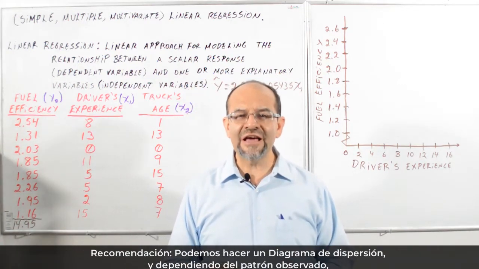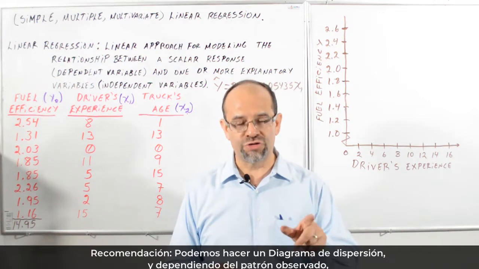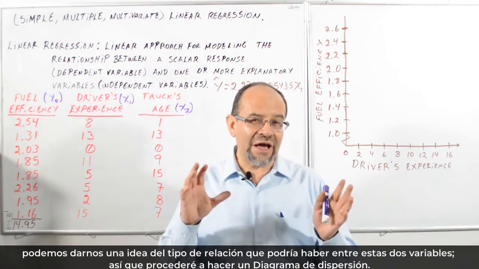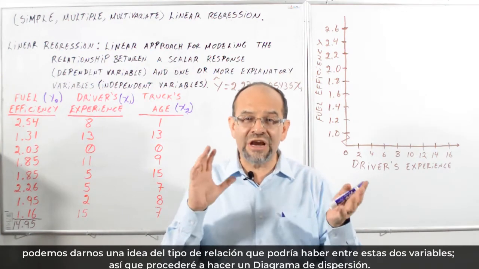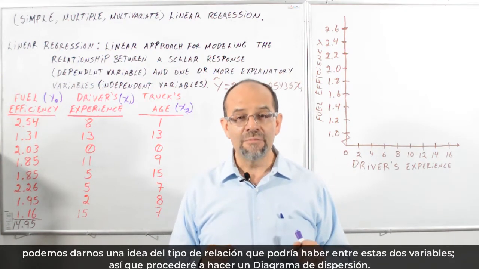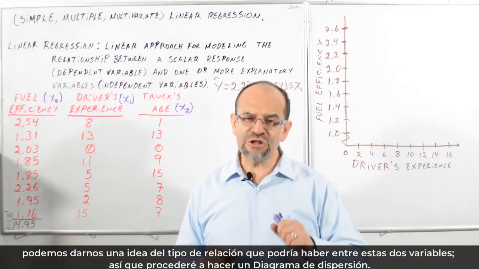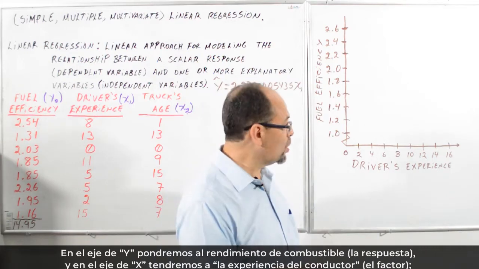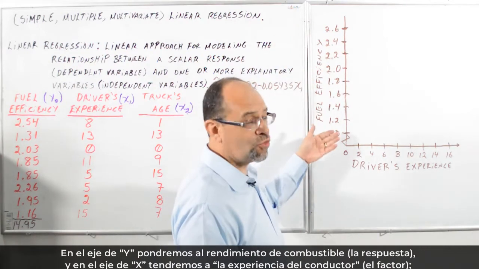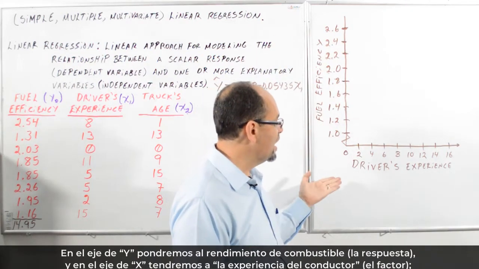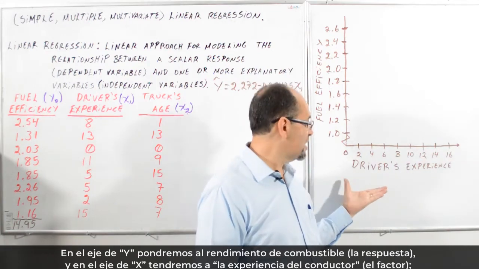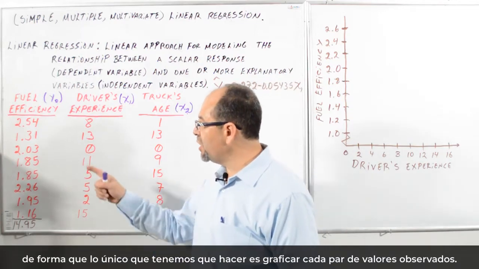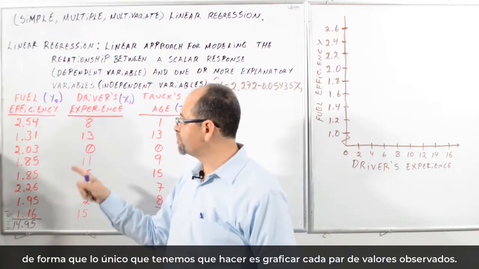Well, recommendation. We can take a look at a scatter plot. If we take a look at a scatter plot, we can get a clue, we can get an idea of what kind of relationship there can be between those two variables. And that's what I will be doing next. I will do a scatter plot. So here we are having on the axis of y the fuel efficiency and on the axis of x the driver's experience. And all what I will be doing is plotting those two values.